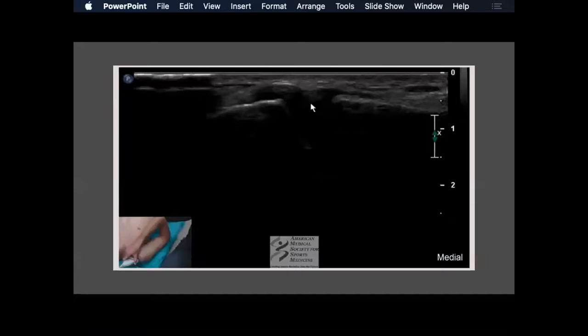It's a super easy image to get. You go over the AC joint with a linear probe and you look at it. This ultrasonographer didn't change the depth of the image. That's something that you would want to adjust. But that's what a normal AC joint should look like under ultrasound.